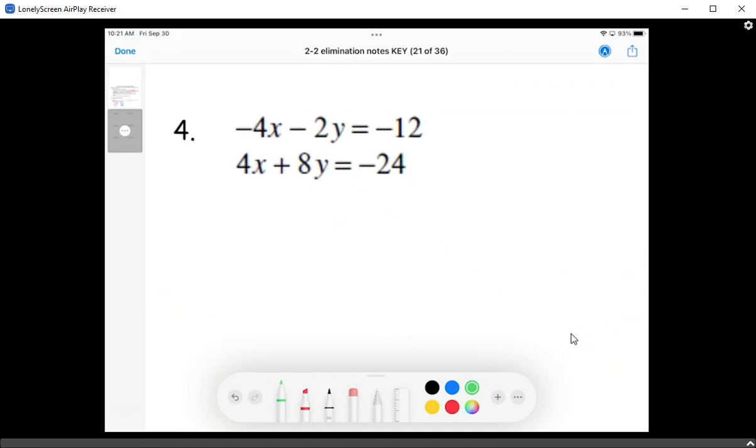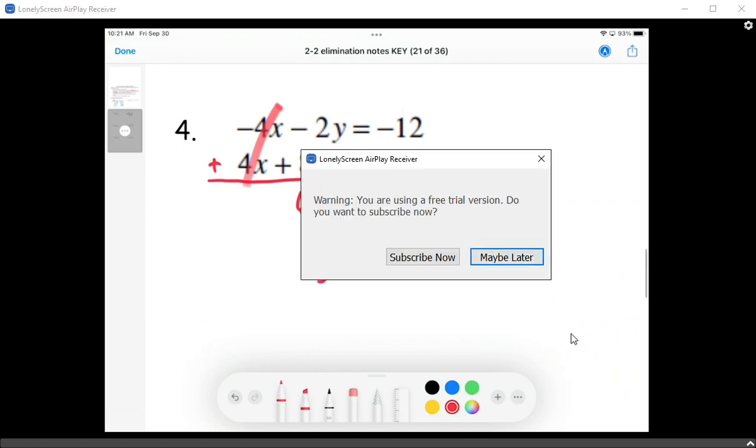On problem number 4, you can see that in the x variable right there, we've got negative 4x and positive 4x. So if we add these equations together, those x's are going to eliminate. That right there completely goes away. What we do have left on the left side of the equal sign is negative 2y plus 8y, positive 6y. And on the other side of the equal sign, negative 12 and negative 24 together gives us negative 36. Quick and easy division gives us that y is negative 6.